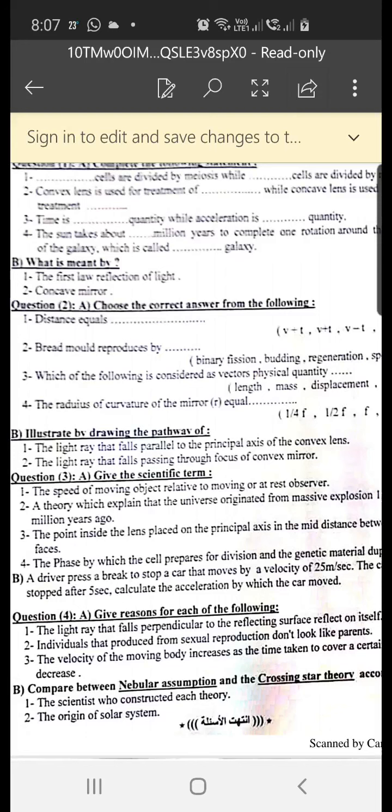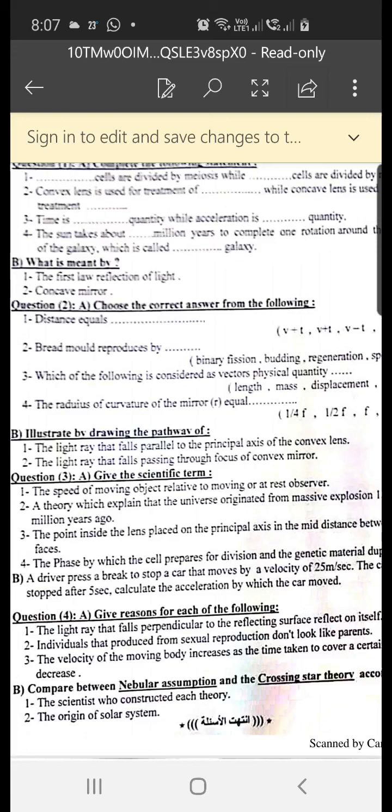Number B, what is meant by the first law of reflection of light? The first law of reflection of light says that the angle of incidence equals the angle of reflection.